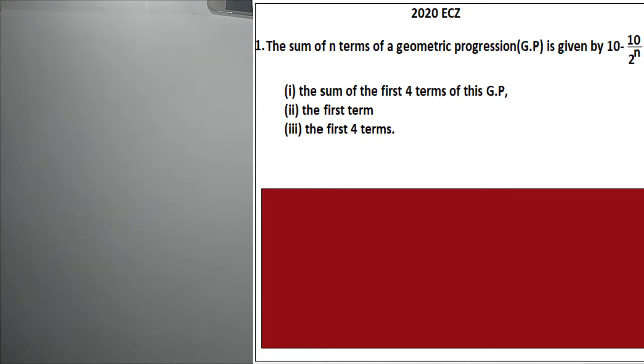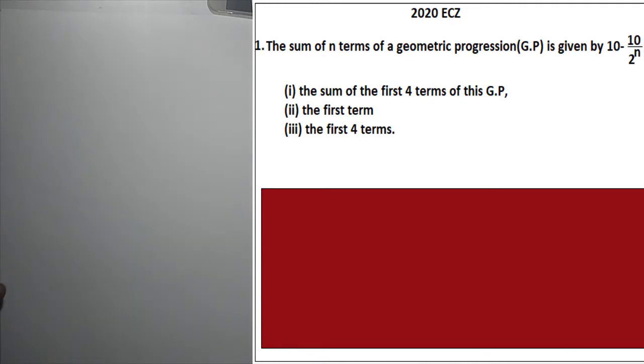This time I want us to solve a question on geometric progressions from one of the examination papers in Zambia, which was written in 2020 final exams. So the question here is question number 2b, part B of the question, which says the sum of n terms of a geometric progression, or GP, is given by this formula here.